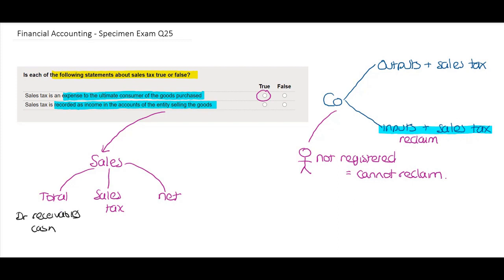The sales tax is what has been collected, and so it needs to be recorded as a liability to be paid over at a later date, and so we would credit the sales tax account. The net figure is the true sale, and we would record this as a credit to the sales account. By looking at this double entry, we can see that the income is recorded net of sales tax. And so the sales tax is not recorded as income, it's recorded as a liability. This statement is false.